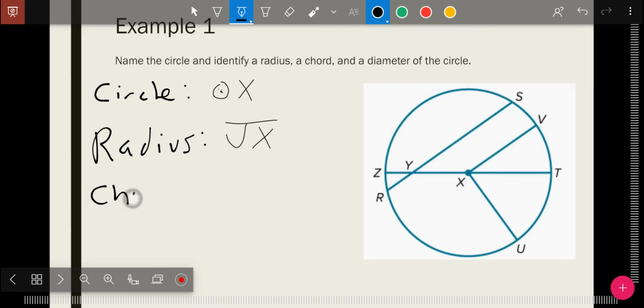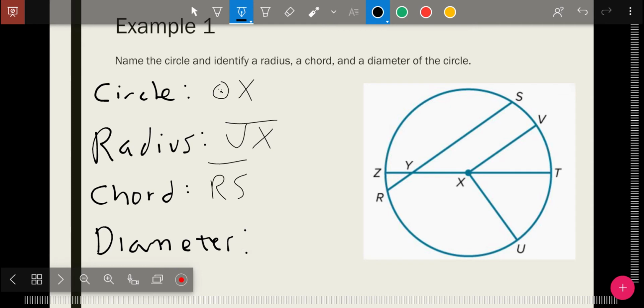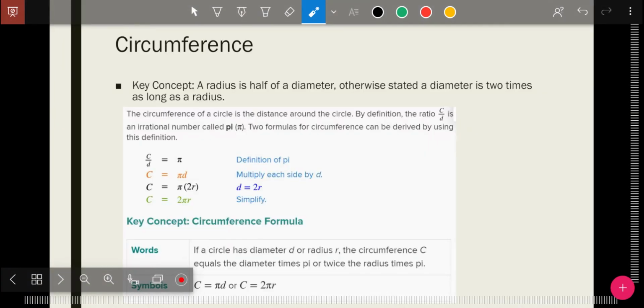A chord. There's lots of options for chord. Well, there's at least a couple options for chord. A chord could be Z to T or R to S. Starts on a circle, ends on a circle. So we'll use RS. You could use either one. And then diameter is the chord that goes through the center or makes up two different radii. And so Z, T, or TZ is the diameter. And so you got to really make sure you understand those vocabulary terms.